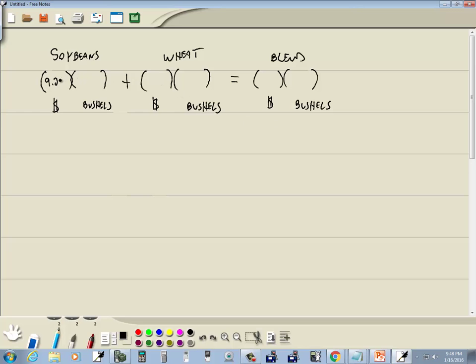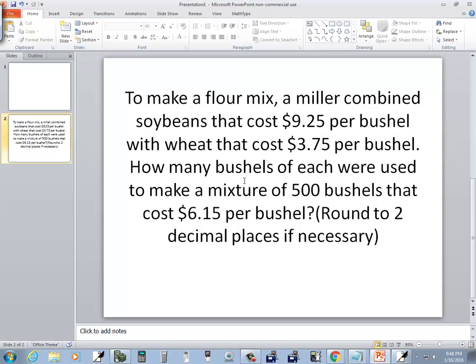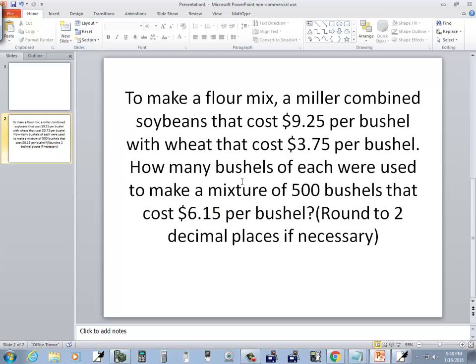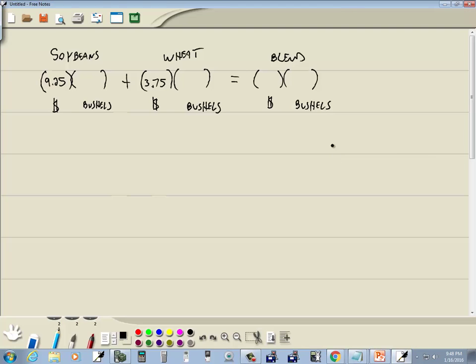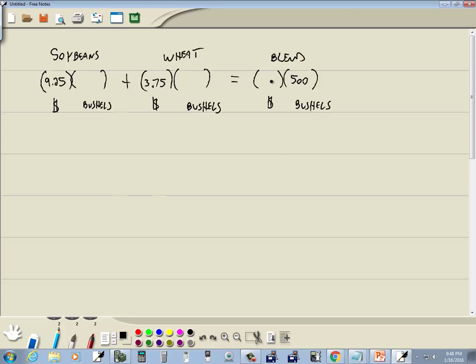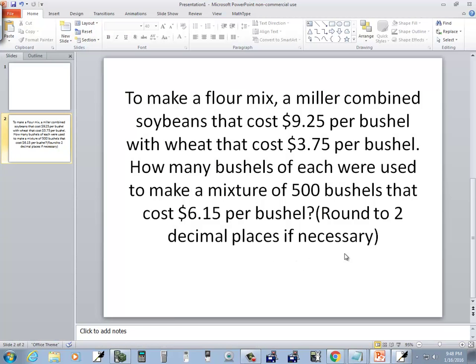To make a flour mix, a miller combined soybeans costing $9.25 per bushel. So that's $9.25. With wheat, it costs $3.75. So this is $3.75. How many bushels of each were used to make a mixture of 500 bushels? So they're telling us our mixture has 500 bushels that costs $6.15 per bushel. So this will be $6.15. And round to 2 decimal places if necessary. So how many bushels of each?